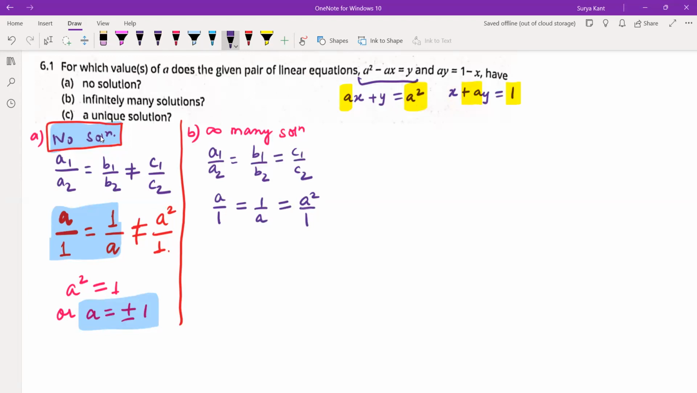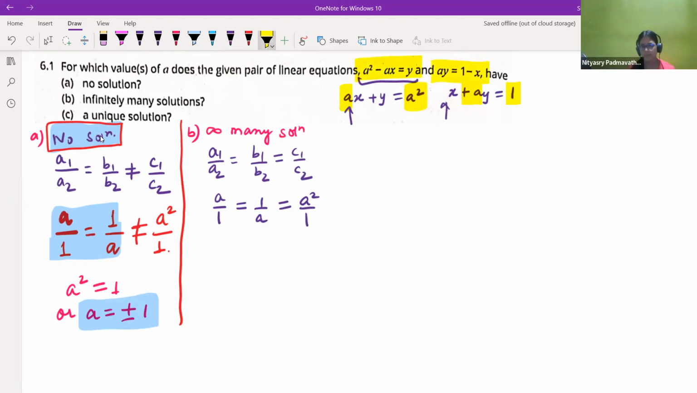How did you get that part, sir? How we got it? We got it from here, coefficient of x, A and 1, right? There are two equations given over here. But the actual form is ax plus by plus c equals 0. So if it is A square on this side, if we take it to this side, it will become minus A square.